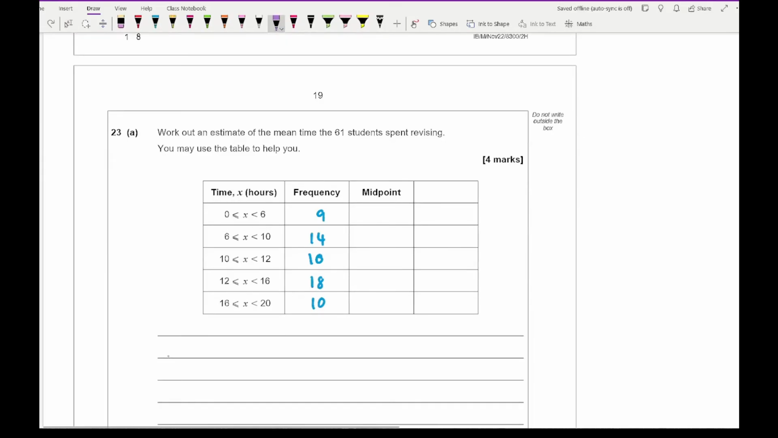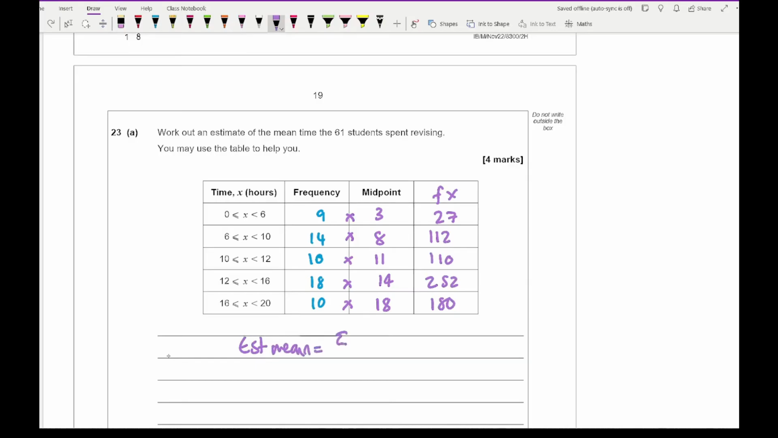Now the midpoint of each group is basically the upper bound plus the lower bound, divided by 2. We can work it out in your head. So it's 3, 8, 11, 14 and 18. Then to work out the fx value, I multiply these numbers together. So that's going to give me 27, 112, 110, 252 and 180.